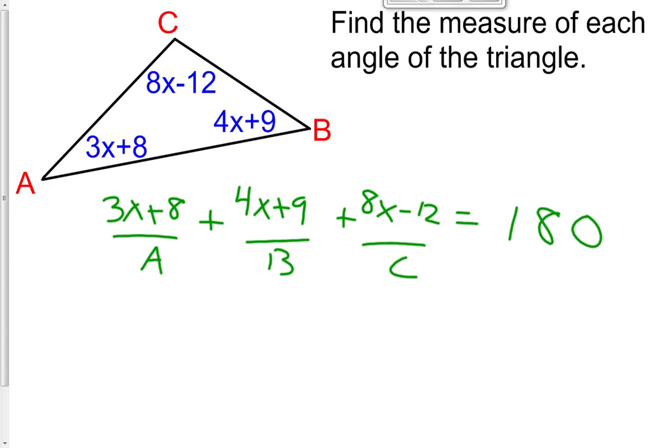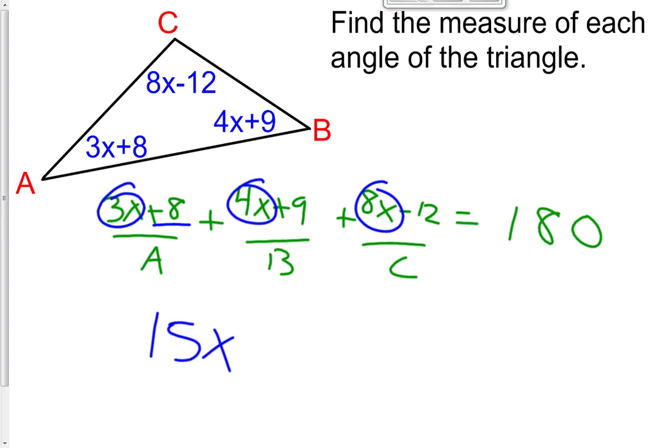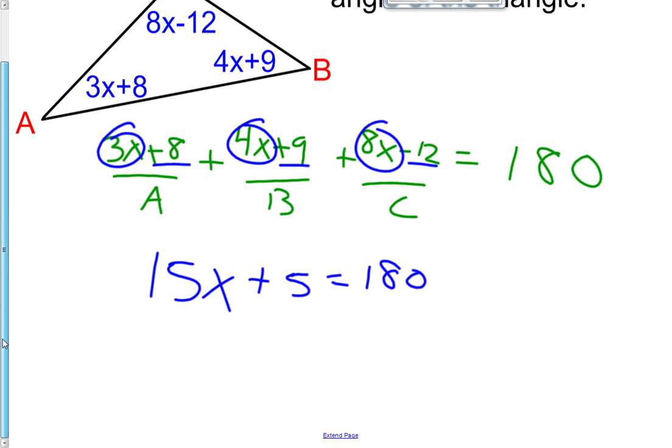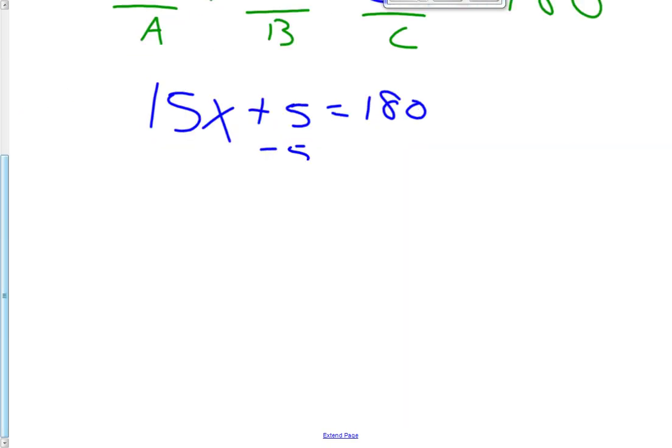Let's do this thing. 3 plus 4 is 7. 7 plus 8 is 15. So 15x. 8 and 9 make 17, and 17 minus 12 is 5. 15x plus 5 equals 180 degrees. So, I subtract 5 from both sides, and I get 15x to equal 175.